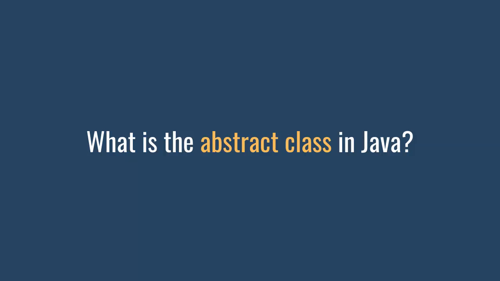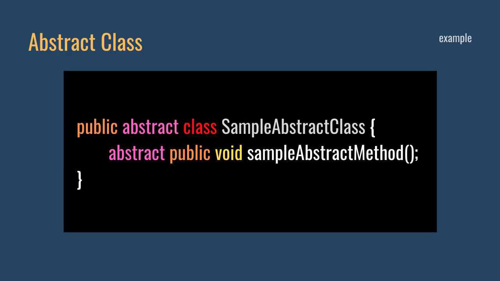It cannot be used to create new objects. It can have abstract and non-abstract methods. Non-abstract methods are the ones that are already implemented. An abstract class is like this. You can see the abstract keyword in this program. The abstract keyword can be used in classes and methods.